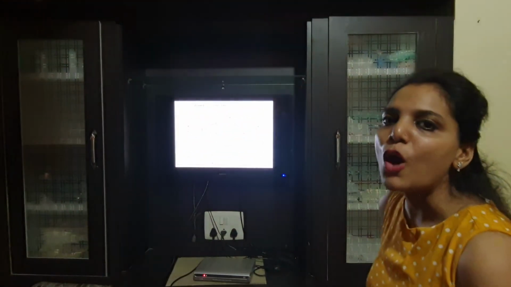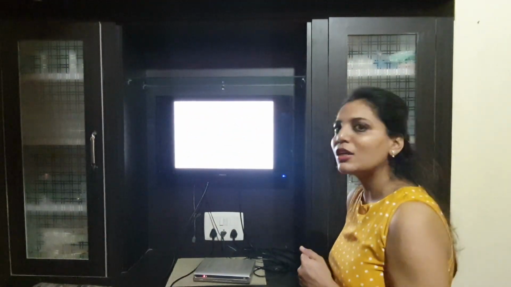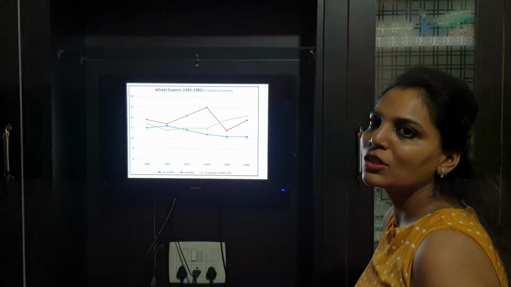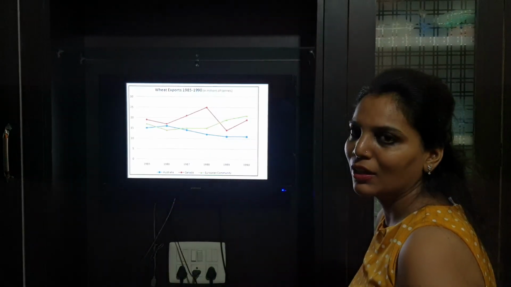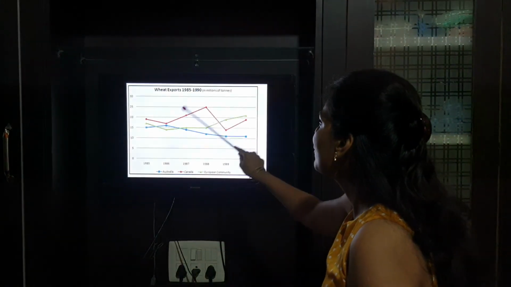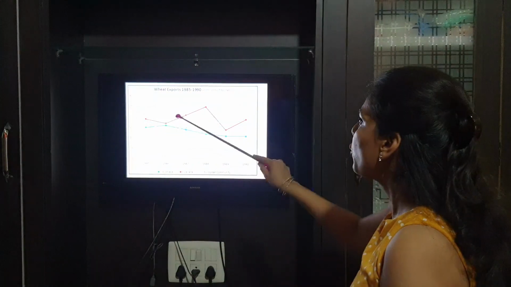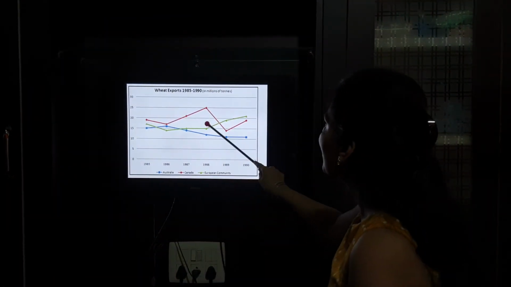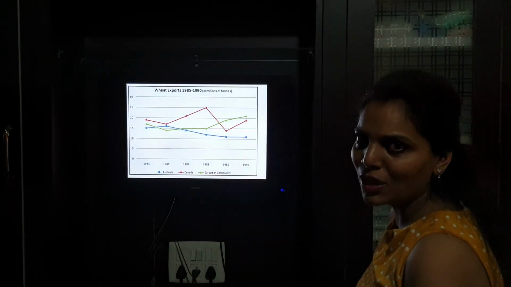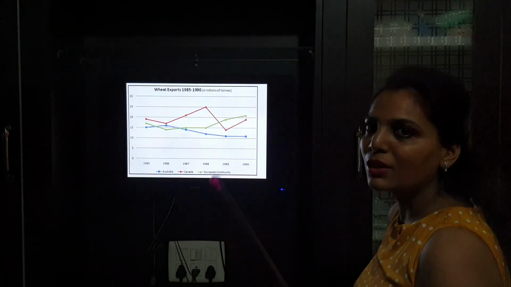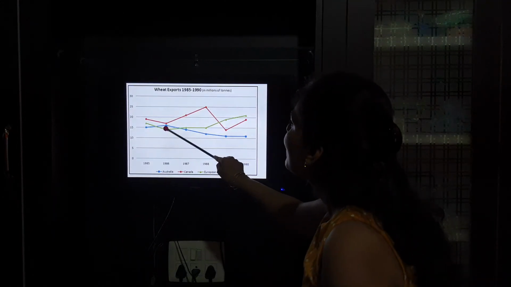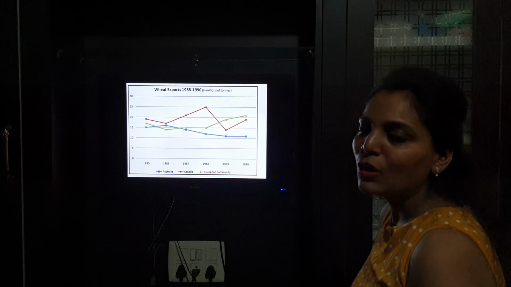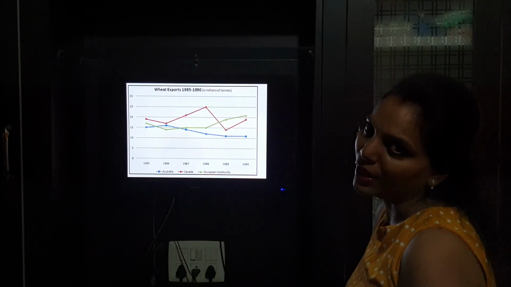So let us see how we can explain the graphs. There are two ways. Either you can explain the graph of each wheat export of each country. Means you can explain the wheat export of Canada over the different years and you can make contrast. Then you can explain the wheat export of European community over different years and make contrast. And similarly, you can describe the wheat exports of Australia over the different years and make contrasts.